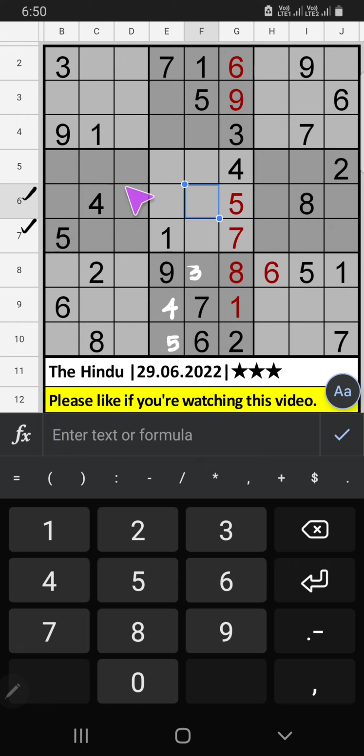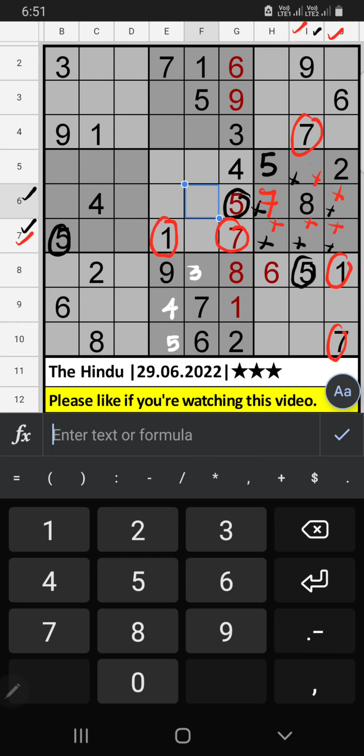6th row and 7th row, column I, we have 5. So 5 can't come in these cells. Then 5 is confirmed here. Column J, 7th row, we have pair numbers 1 and 7. So 1 and 7 can't come in these cells. It will come in one of the 2 cells. Column I, we already have 7. So 7 can't come in the cell. 7 is confirmed here. Then 1 is here.